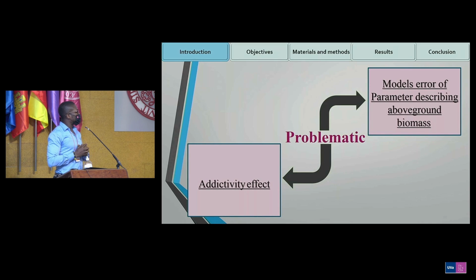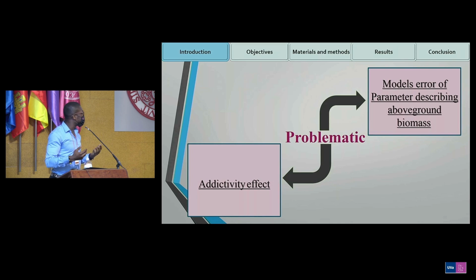Looking at our research work, there are two main problems that we face in the method to use. The first is the problem of additivity effect. Literally, it means that when we sum up all the above ground biomass, that is the stem, the branches, and the leaves, the sum of them is supposed to be equal to the total biomass. So the method that we use needs to be able to fit these equations so that the sum of these three variables will be equal to the total.